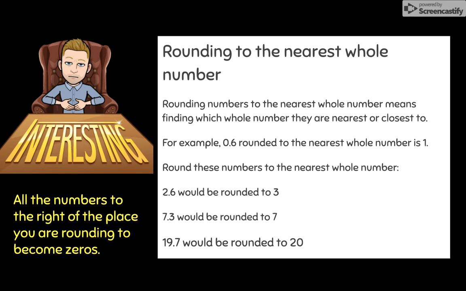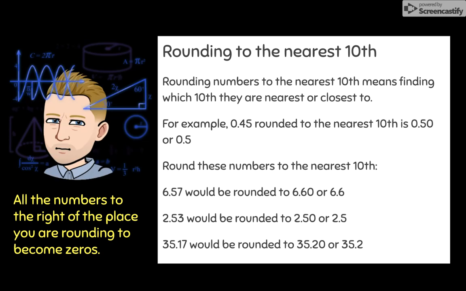Now, what about 19.7? Remember, we're rounding to whole numbers, which is the ones column, so we would look at the column before that, which is the tenths column. So, is 7/10 closer to 20 or to 19? It's closer to 20, so we'd round up to 20.